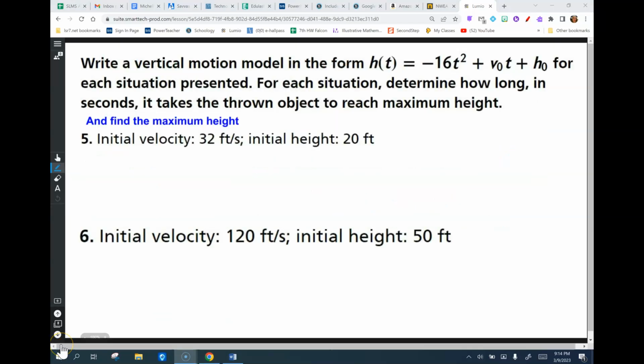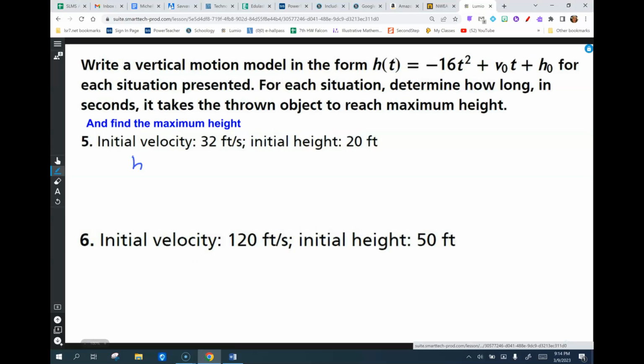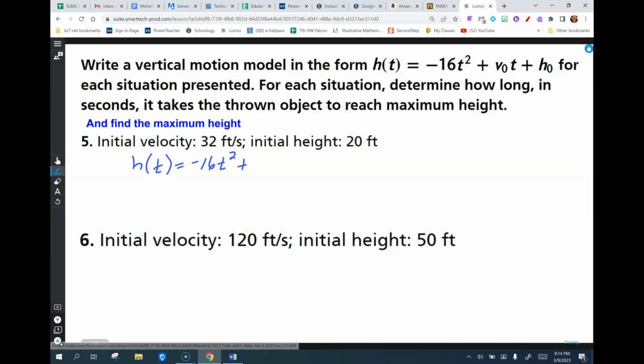Good. So now we're going to go through and find 5 and 6, which are going to be using the information we were just talking about. Write a vertical motion model in this form for each situation. So all we have to do to begin with is know where to plug it in. So h of t is equal to negative 16t squared plus what? That's right, your initial velocity. So that'd be 32t plus, of course, then 20. That would be my function, but I'm going to make you also find the maximum height.